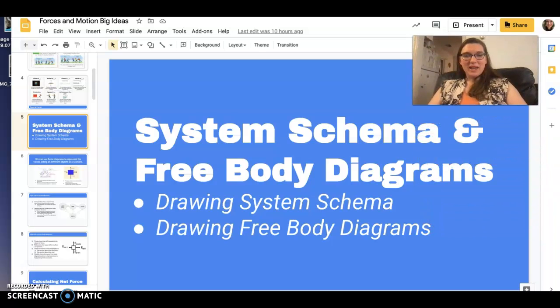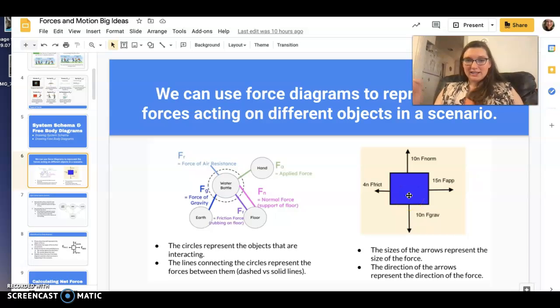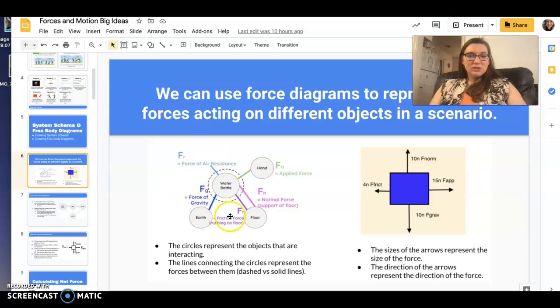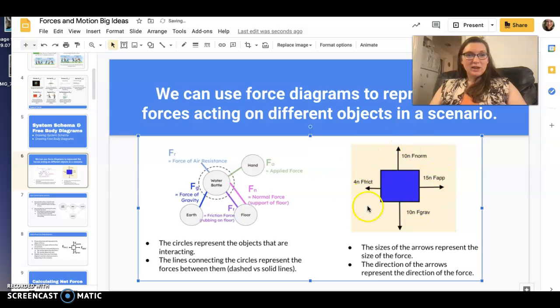Okay, so then we have system schema and free body diagrams. So remember, system schema are the circly ones with the dashes and the dots to indicate different things, and then a free body diagram is just the object and what forces are acting on it. So some big differences are that the system schema shows you what all the forces are that are acting on it, but with a free body diagram, you can tell the amount of the force and the direction of the force, so you can determine where things are actually going to move.